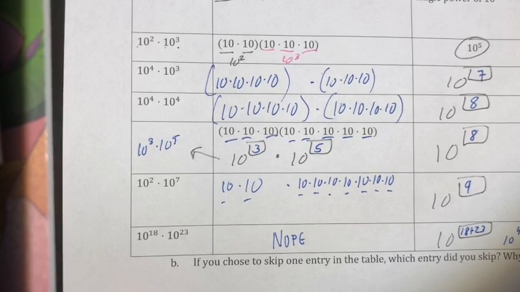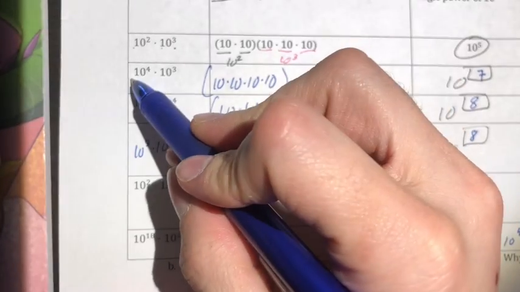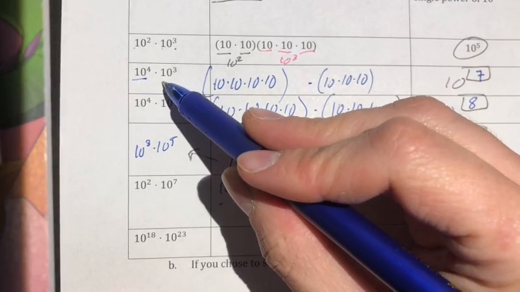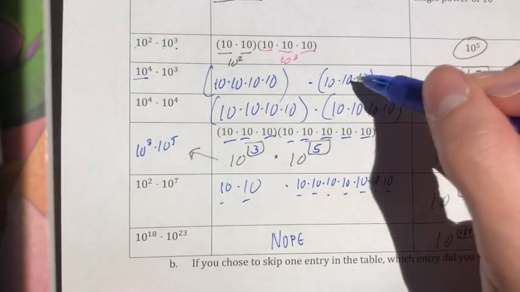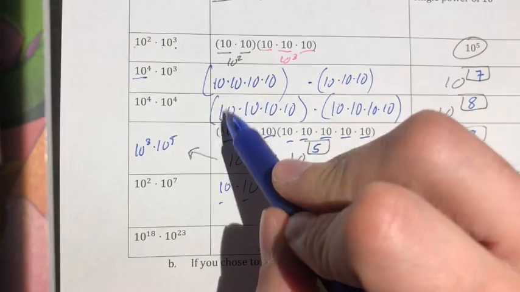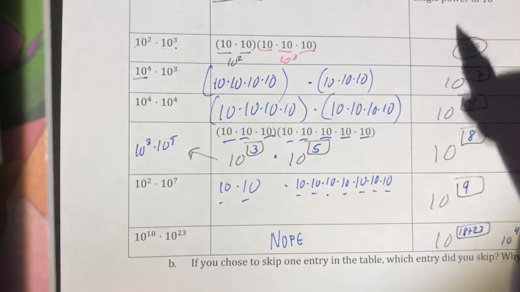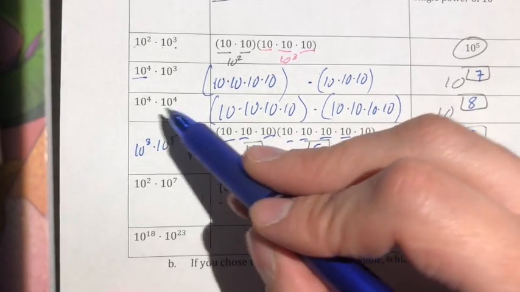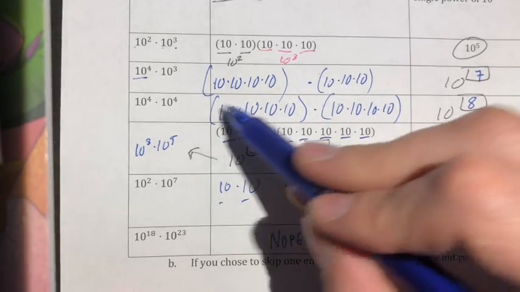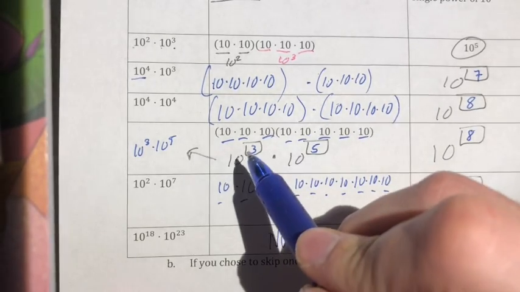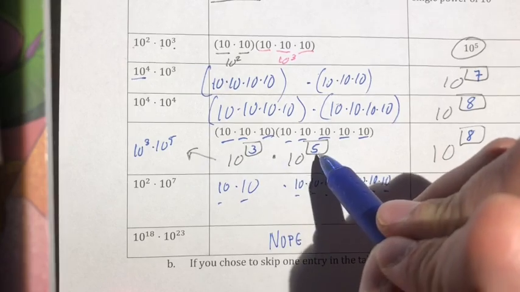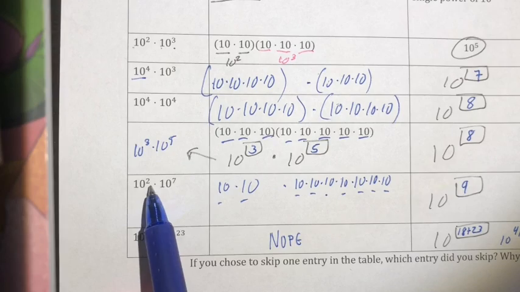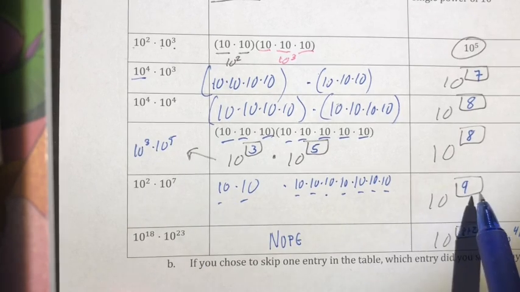All right, so hopefully the expanding wasn't too bad. We expanded 10 to the 4th to turn into 10 times 10 times 10 times 10, and 10 cubed to be 10 times 10 times 10. And this is really just a product of multiplying 10 together 7 times. So we got 10 to the 7th. Here, 10 to the 4th, 10 to the 4th, we ended up with 8 tens. Here, 10 to the 3rd and 10 to the 5th also ended up with 8 tens. Here, 10 squared and 10 to the 7th ended up with 9 total 10s.